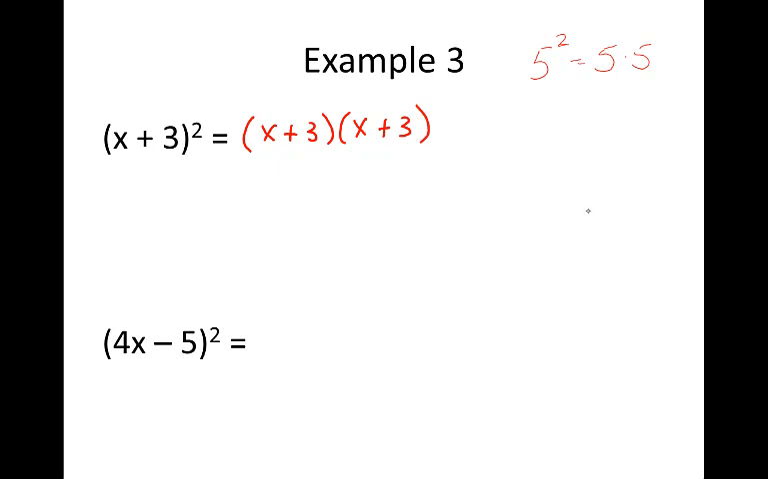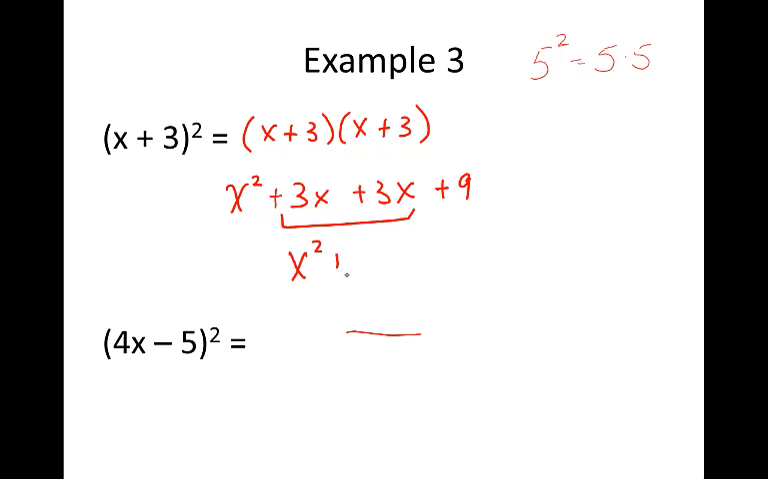x times x is x squared. x times 3 is 3x. 3 times x is also 3x. 3 times 3 is 9. What can I do here? They don't cancel, but I can combine them, right? x squared plus 6x plus 9. This is one of the most missed problems in algebra. If you Googled most missed problems in algebra, this one's probably going to come up number 1. It's tempting just to sort of apply that squared on the x and the 3 and get x squared plus 9, but that doesn't work because we end up with a middle term.